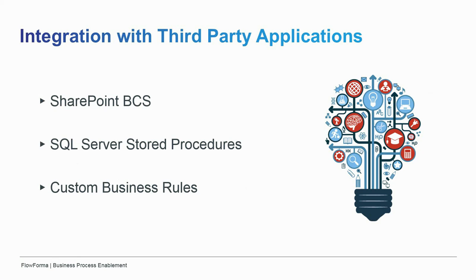FlowForma can be integrated with other systems in a number of ways. You can use SharePoint BCS or other third-party tools to represent external data as lists within SharePoint. FlowForma can access and update lists directly. Alternatively, you can use SQL Server as a bridge between FlowForma and external systems, where FlowForma can pass values to and from stored procedure parameters without the need for coding.